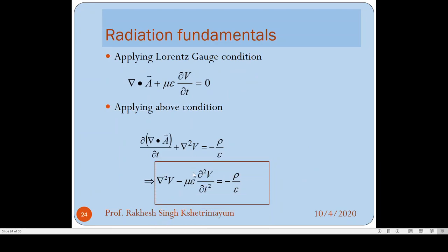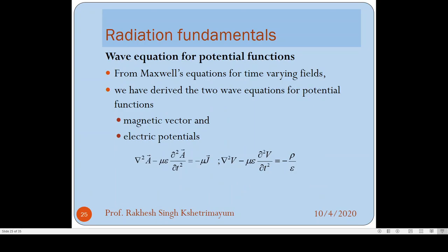The wave equation you have for the electric potential is this: Laplacian of electric potential minus mu epsilon d squared V by dt squared is equal to minus rho by epsilon. But we'll try to solve the wave equation for the magnetic vector potential. So these are the wave equations for the magnetic vector potential and electric potential, but we'll try to solve the wave equation for the magnetic vector potential.